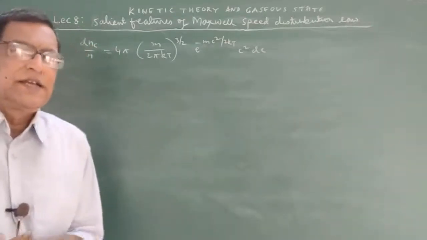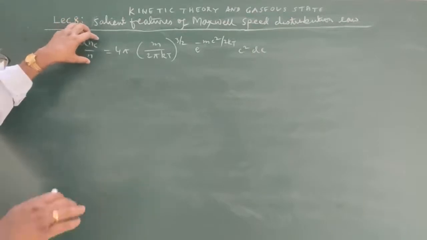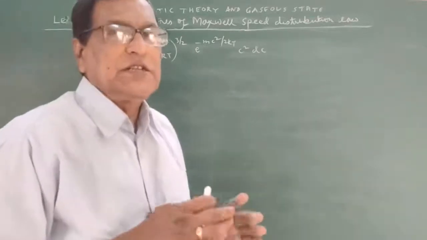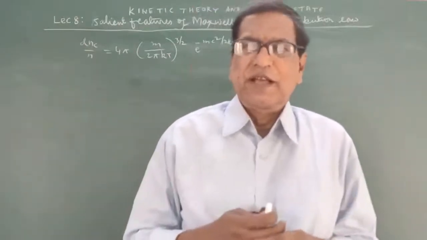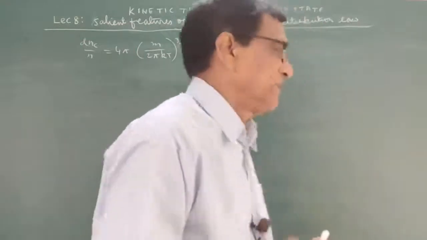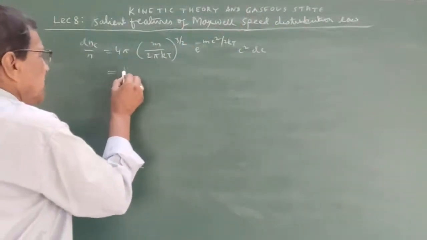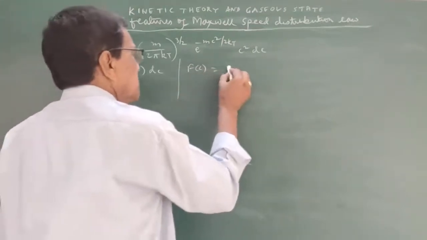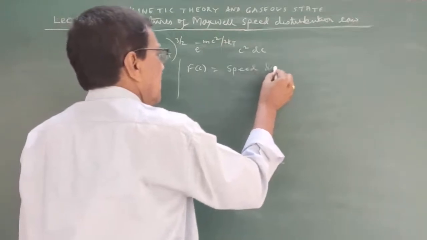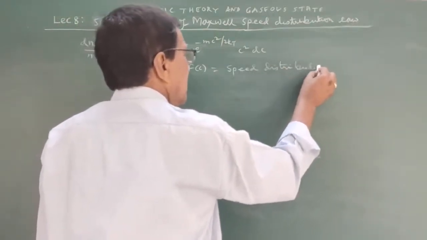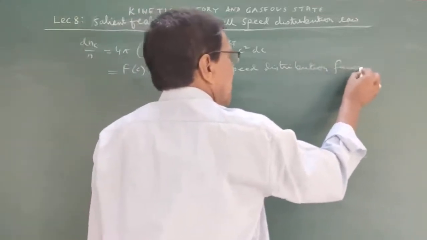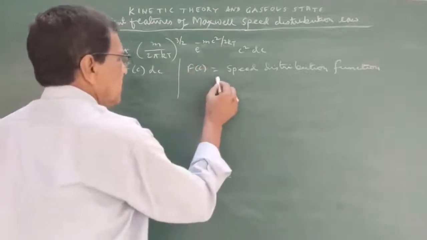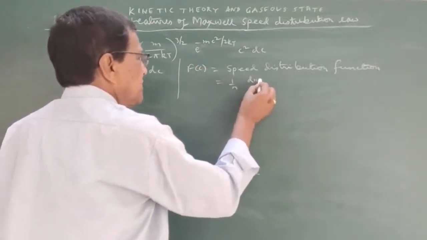Again, I can mention that this is the fraction of the molecules, or probability of a molecule, to have the speed c to c plus dc at a temperature T, where the gas has the molecular mass M. So you can also write this as Fc into dc, where Fc is called the speed distribution function, and that means it is actually 1 by n dn_c by dc.